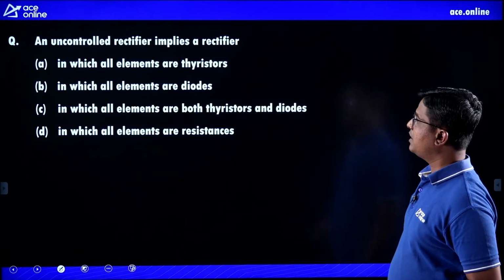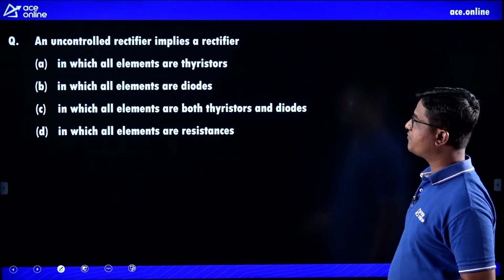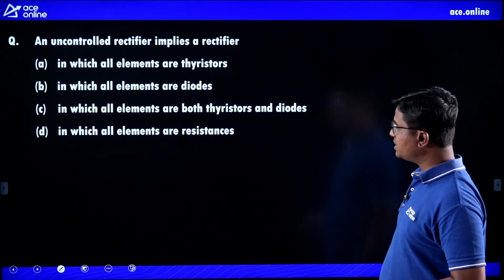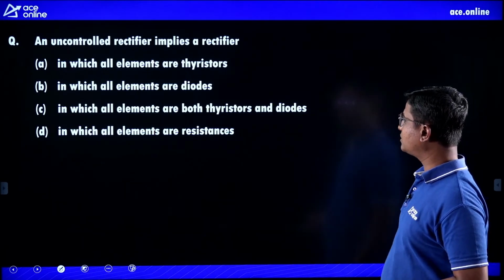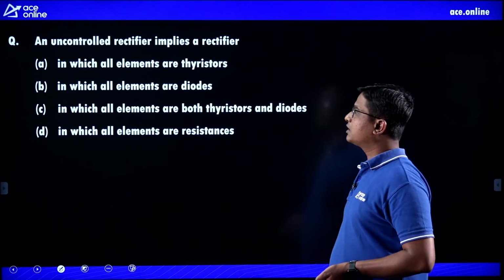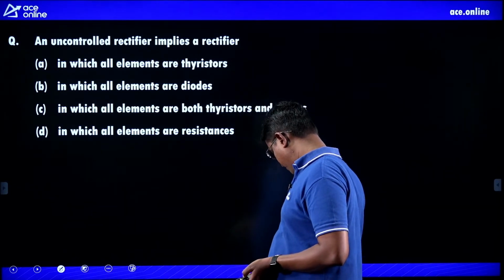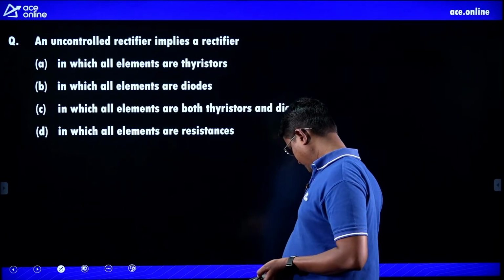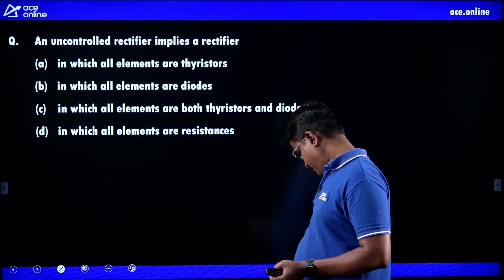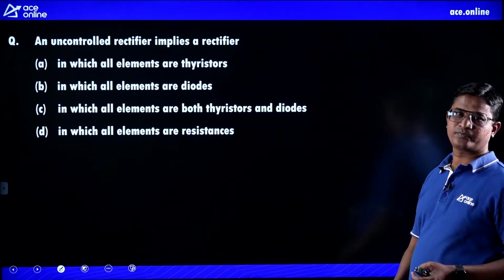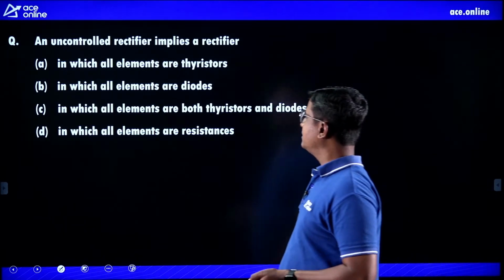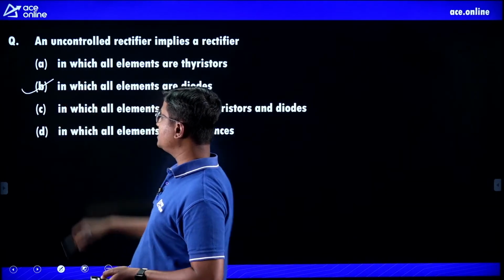An uncontrolled rectifier implies a rectifier in which all elements are thyristors, in which all elements are diodes, in which all elements are both thyristors and diodes, or in which all elements are resistances. Come on. Uncontrolled rectifier implies a rectifier. Yes, you can post your answers in the chat box. Simple questions. Uncontrolled rectifier means only diodes, right? All elements are diodes. Option B is the correct option.